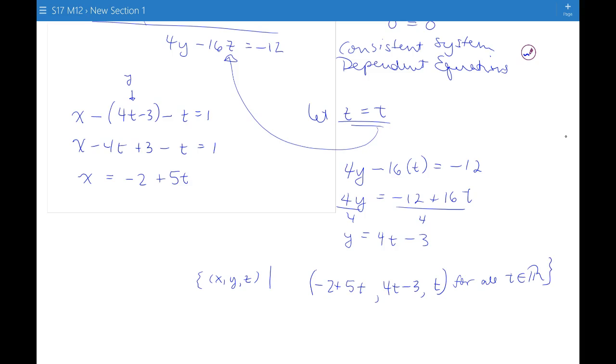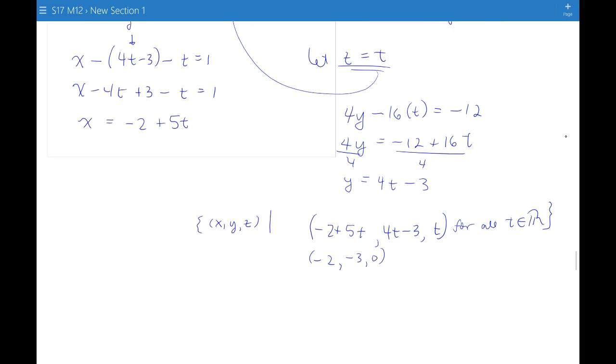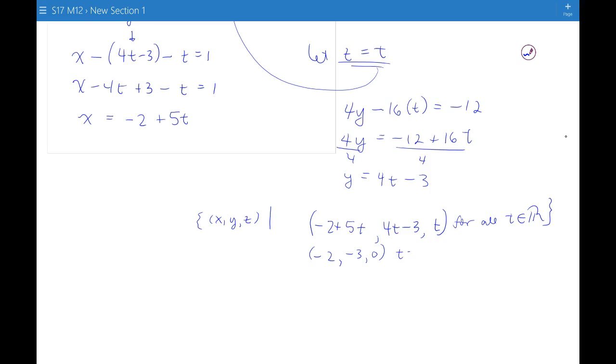So t goes through all real numbers, but for each t, for instance, if you put t as 0, you can see that negative 2, negative 3, 0 would be one possible solution of this system of equations. So suppose you let t equals 1. And then you're going to have 3, 1, 1. So you can come up with infinitely many solutions for this system of equations because it's a consistent system of dependent equations.